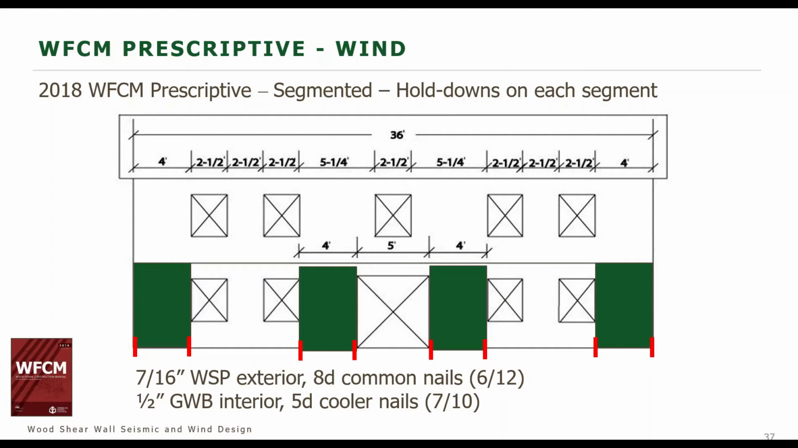Since this is a segmented approach, we would need to supply hold downs on each segment, and we're going to calculate the required capacity of those in just a bit here. But again, our design summary is we've provided 7/16 thick wood structural panel exterior on the exterior with the 8D common nails, and then the 1/2-inch gypsum wallboard with 5D cooler nails on the interior.